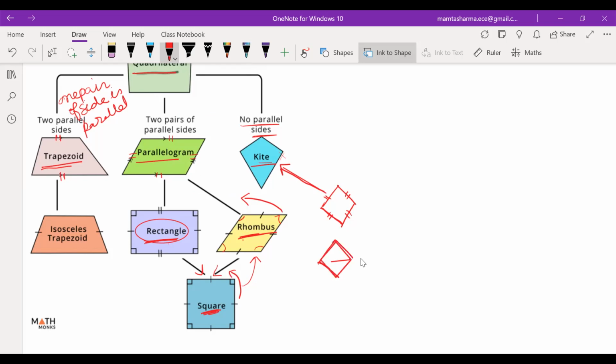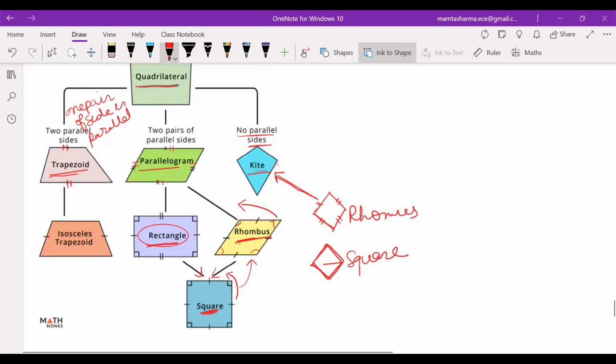So rhombus and square both will come under the category of kite. Both are kites. Okay, now we will see.